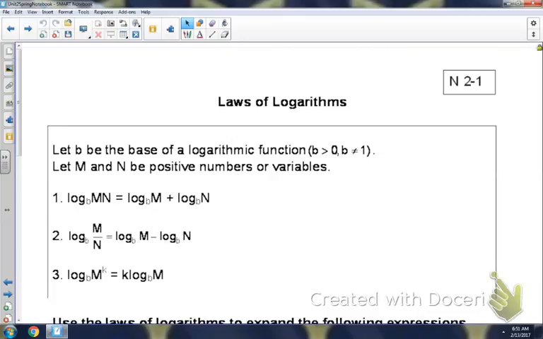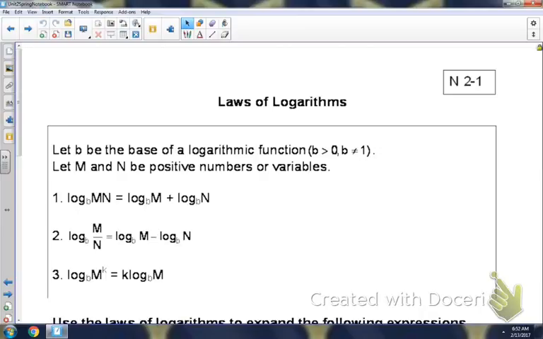All right, so we're going to have our base, b. So b is your base of your logarithmic function. b has to be greater than 0 but not equal to 1. Also, your m and n's on these examples must be positive numbers or variables, so they can't be any negatives.